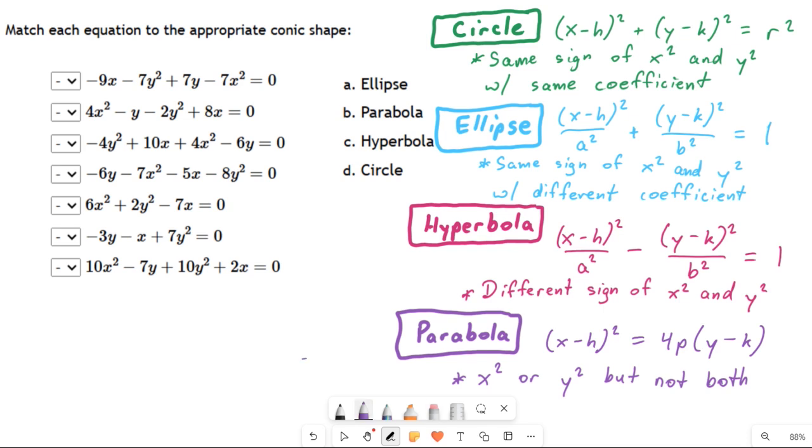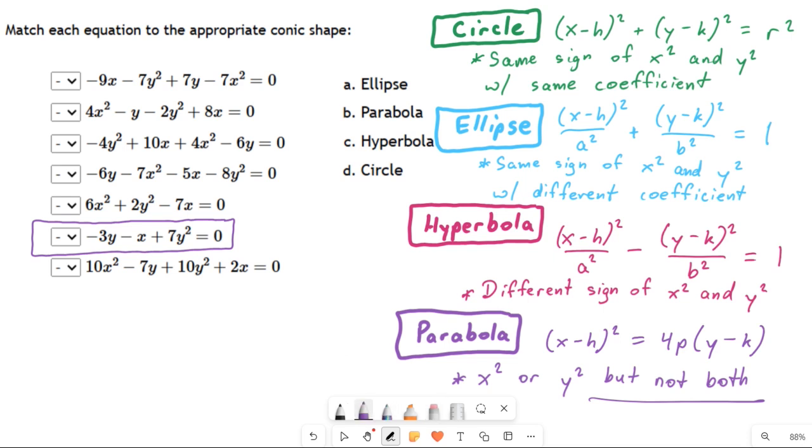So here's an example. Parabola, first clue that I'm looking for: there's an x squared or a y squared, but there is not both. Okay, and if you look through this list, you'll see, hey, this guy's got an x squared and it's got a y squared. Okay, so that's not a parabola. You can go through the whole list. The only thing you're going to find without both x squared and y squared is this guy. Okay, so that's my parabola right there.